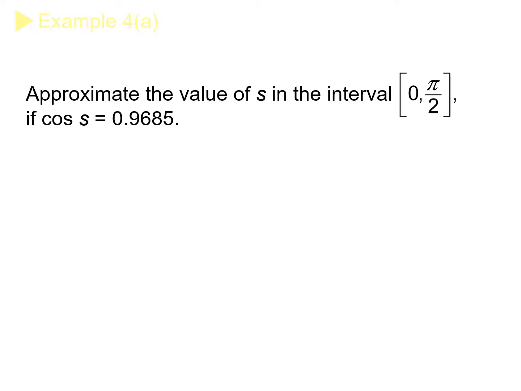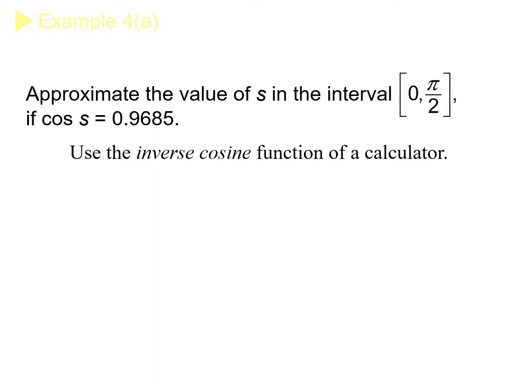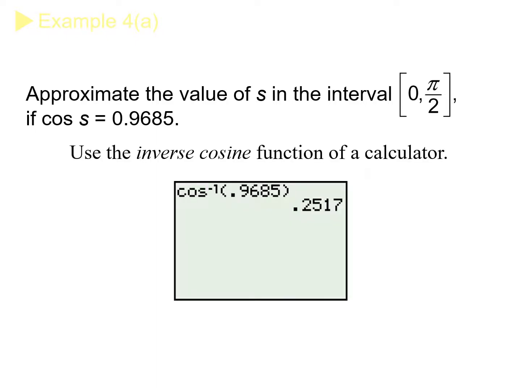Let's approximate the value of s in the interval 0 to pi over 2 if cosine of s is 0.9685. 0 to pi over 2 is first quadrant. So we're going to use the inverse cosine on our calculator to get 0.2517.